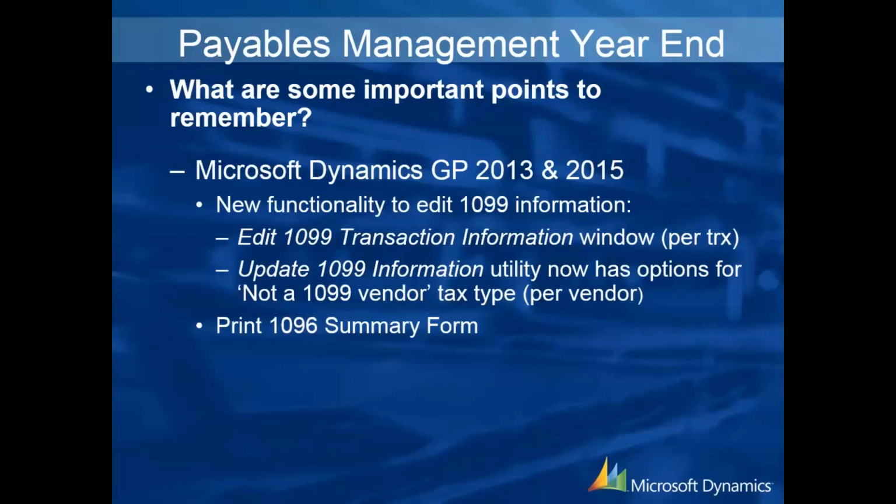So we do have a utility now that will help. If you set up a new vendor in the system and didn't flag them as 1099 in the beginning, there's a utility now that, if you switch them to 1099, will go back and look at all the transactions throughout the year and update their 1099 field automatically for you, whereas before you would have to manually go in and adjust those amounts.